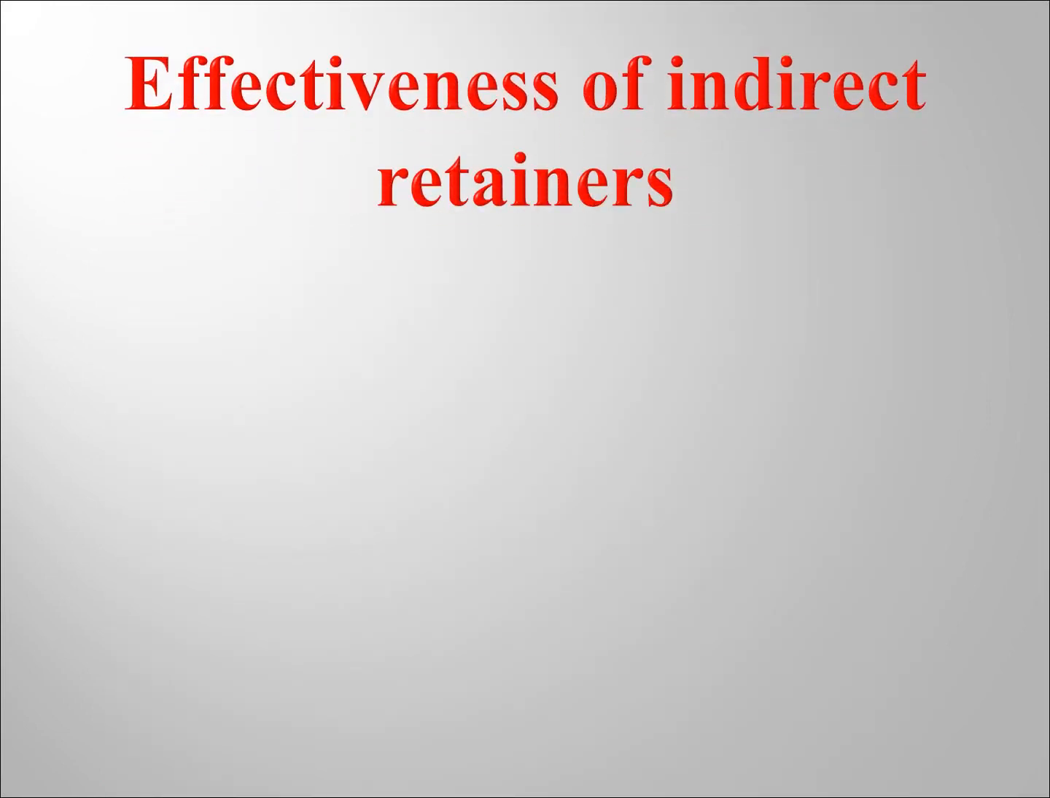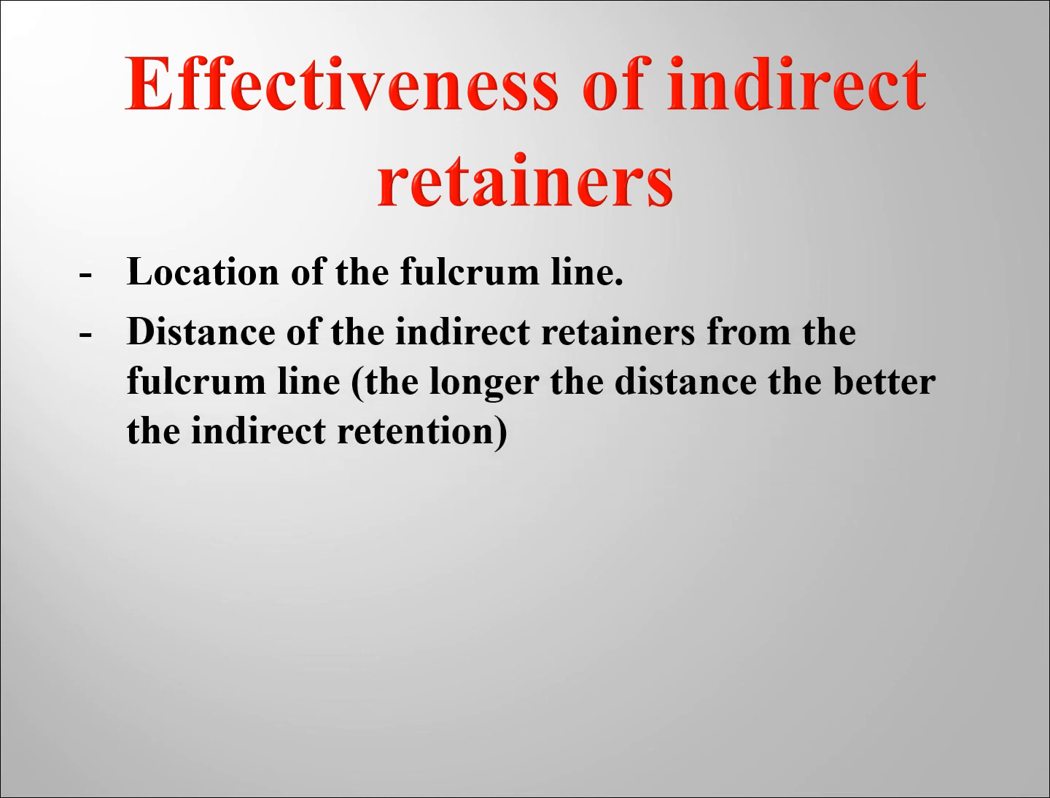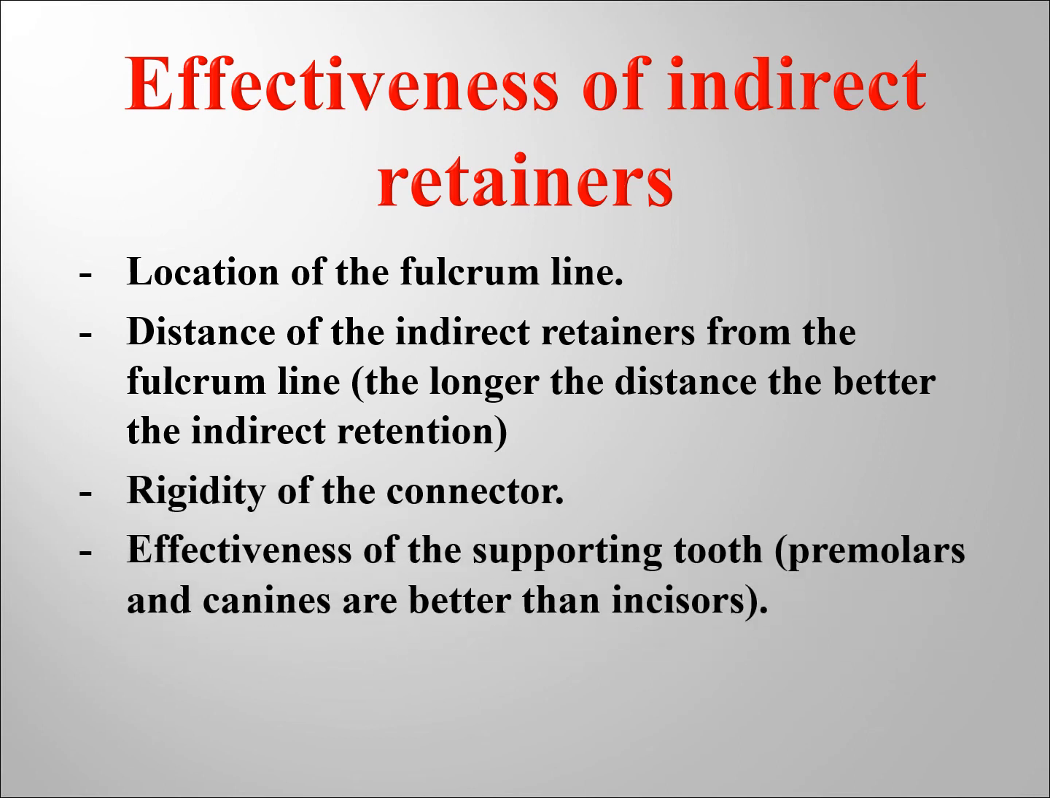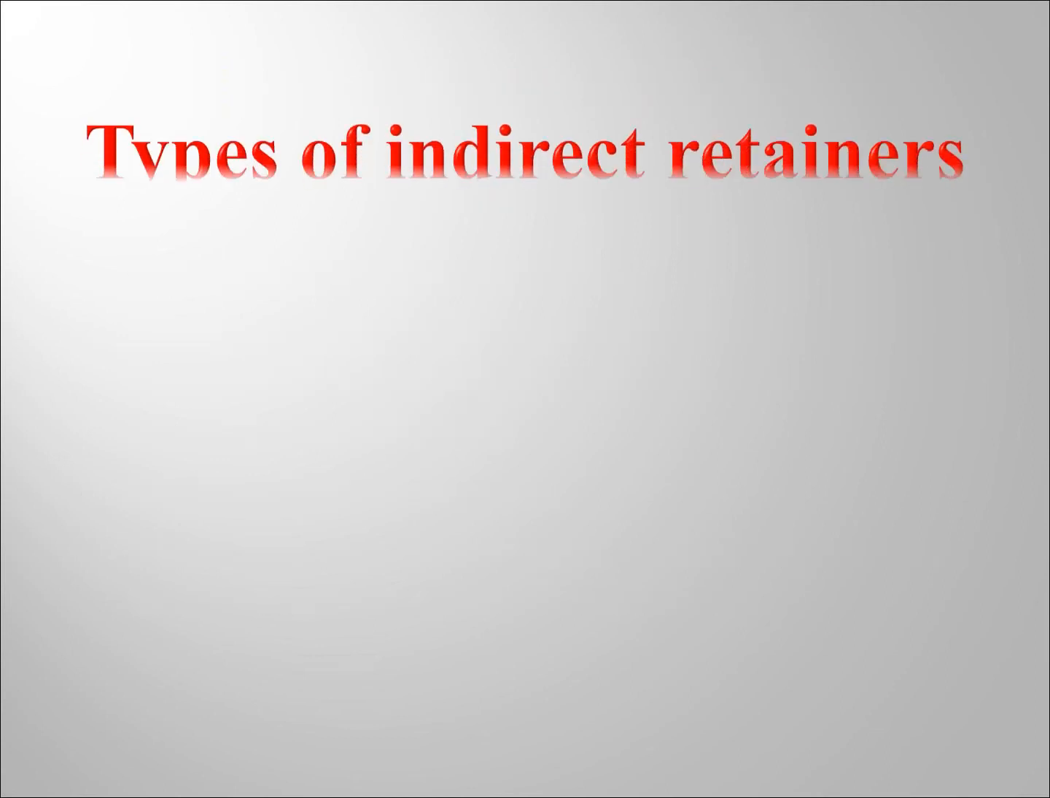The effectiveness of the indirect retainer is dependent on many factors. It depends on its location from the fulcrum line. The farther from the fulcrum line, the more effective. The longer the distance, the better the indirect retention. It also depends on the rigidity of the connector, and the effectiveness of the supporting tooth: premolars and canines are better than incisors.